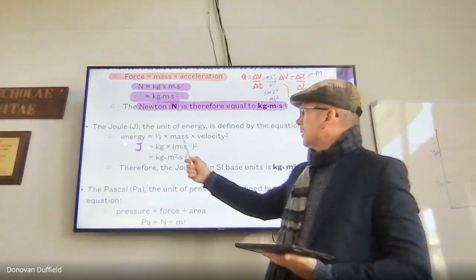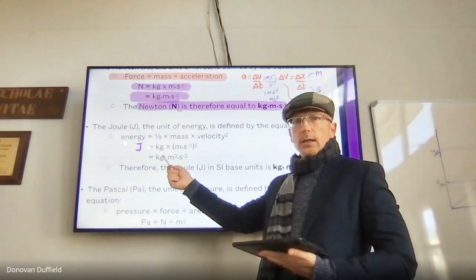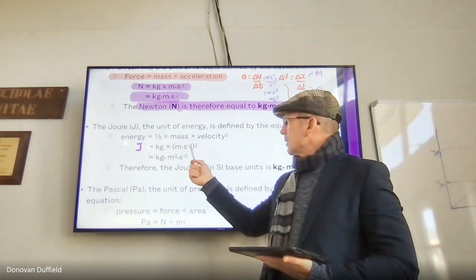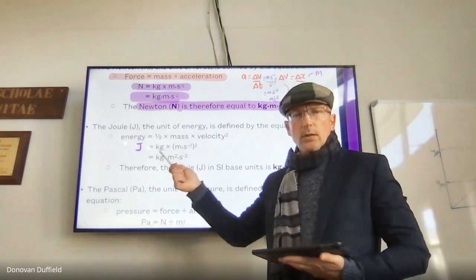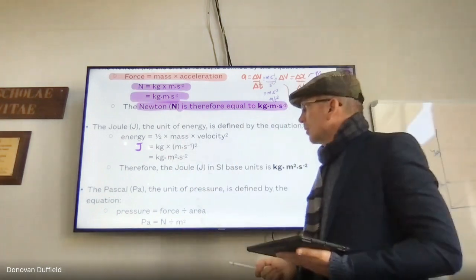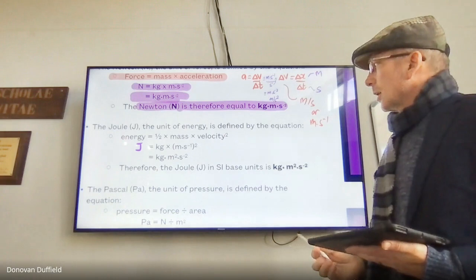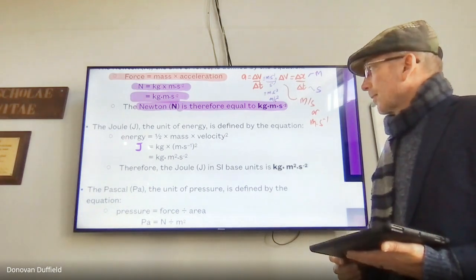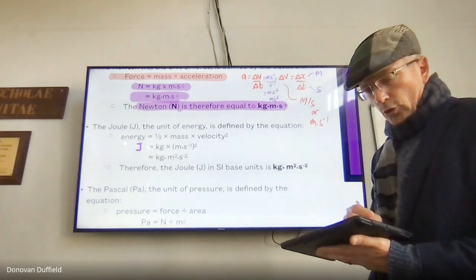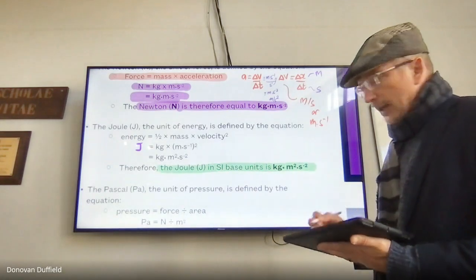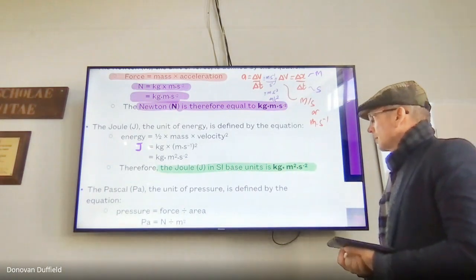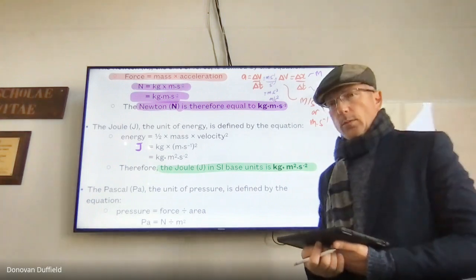The half hasn't got a unit. Mass is kilograms. Velocity is meters per second, squared. So it's meters squared second to the minus 1 to the power 2, second to the minus 2. That's kilograms meters squared second to the minus 2. So therefore, 1 joule is, in base units, kilograms meters squared second to the minus 2.